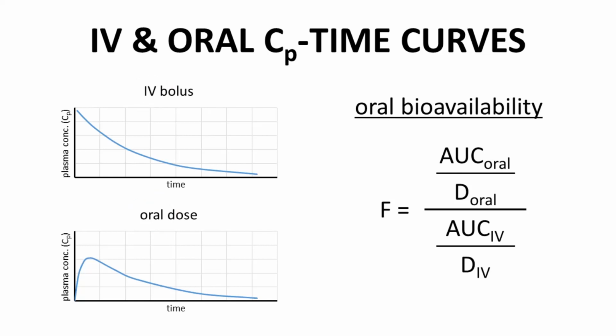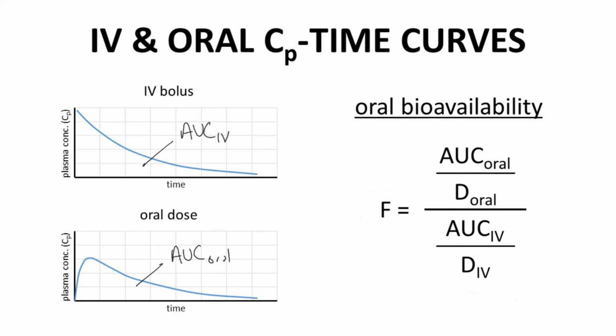Just as we can calculate the area under curve for the IV dose, we can calculate the AUC of the oral CP time curve. From these two AUC values and the size of the doses, if they're different, you can directly calculate oral bioavailability through the formula on the right.